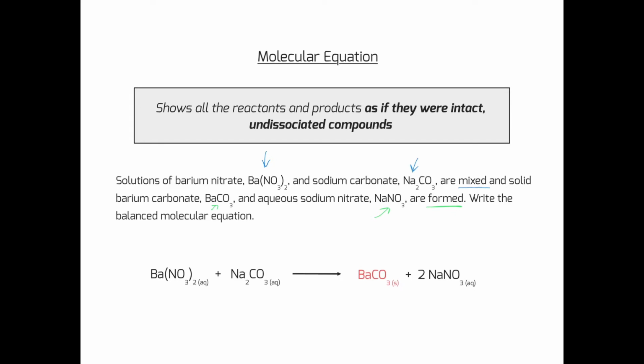Our problem tells us that we have solutions of barium nitrate and sodium carbonate, which tells us that this is aqueous and this is aqueous. It says that we have solid barium carbonate, which means that barium carbonate is a solid, and aqueous sodium nitrate, which means our sodium nitrate is aqueous. And we can see that all of our molecules, all of our compounds, are intact, which tells us that this is our molecular equation. Because our molecular equation has intact, undissociated compounds, just like this.